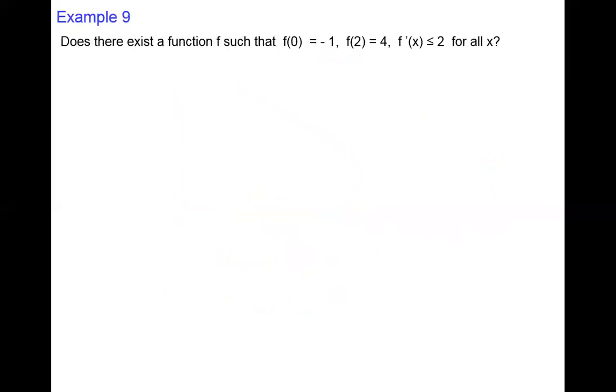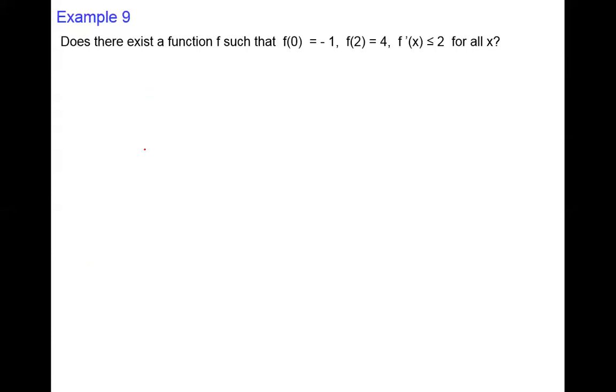Okay, this is my last question. Let's solve it, and then we will be done. I know that I said example 8, but I do have one more. I promise this is the last one. Does there exist a function f such that f at 0 is -1, f at 2 is 4, and for all x, the derivative is less than or equal to 2? What do you think?